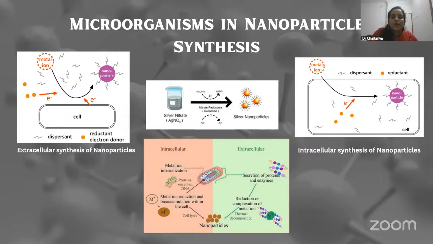Whatever it is, extracellular or intracellular, the main principle is applicable here. If you go with the left side diagram, there are two components. You can see it in the bottom. Dispersant is there and reductant, the electron donor, is there, which is in orange color balls. The same principle I explained with the plant extract, same thing here. Here, instead of plant extract, there is a cell, a bacterial cell.